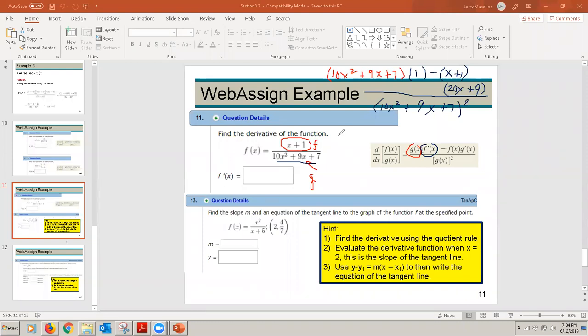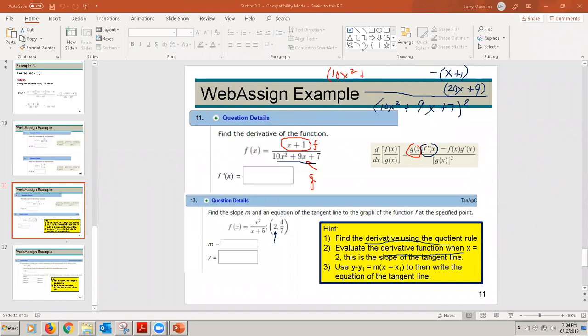It's asking you to find the slope and then the equation of the tangent line to the graph of this function at the point they're giving us, which is (2, 4/7). To find the slope of the tangent line, that's really finding the derivative function, and then evaluating the derivative function when x equals the x value they gave me, which is x equals 2. First thing we have to do is find the derivative function.